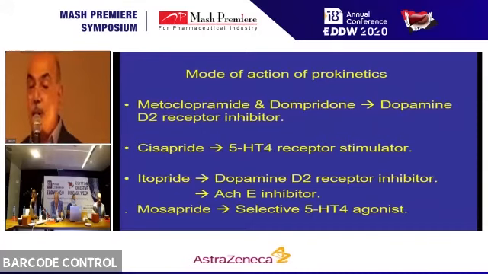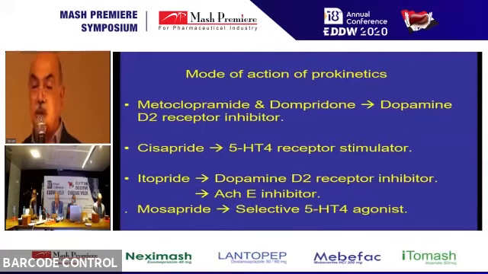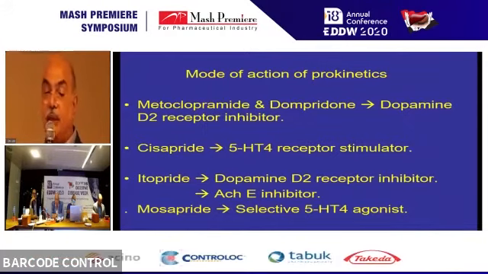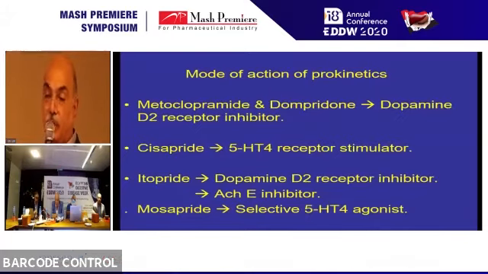A hint on prokinetics, because it is a cornerstone in the treatment of many patients with functional dyspepsia. We started long ago with metoclopramide and domperidone, because these are dopamine D2 receptor inhibitors. Of course, now there are concerns about the safety of domperidone for cardiac problems. So now there is a warning about its long use, and also to be careful in old age.